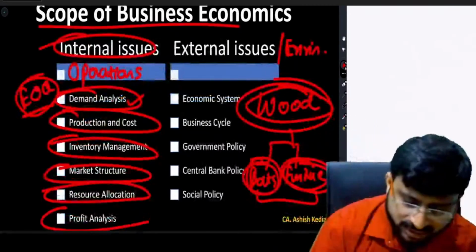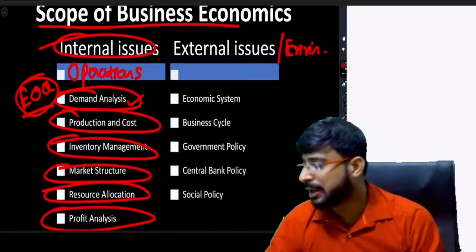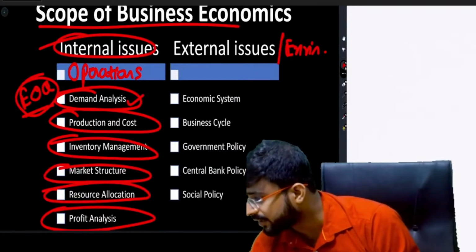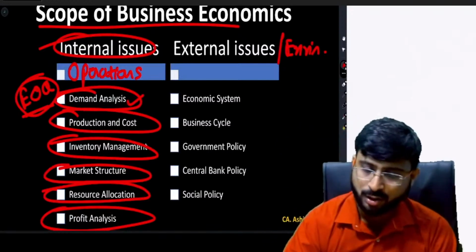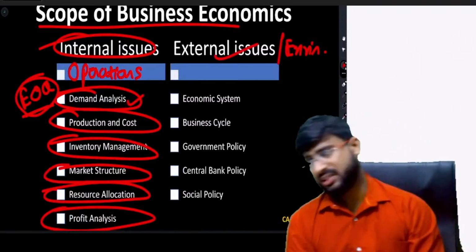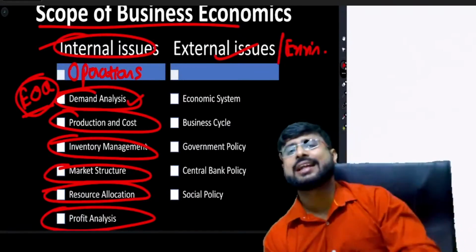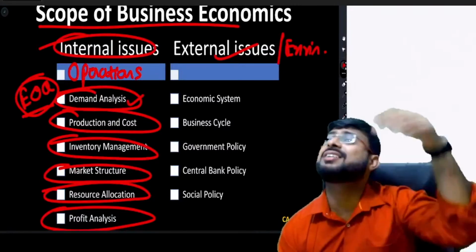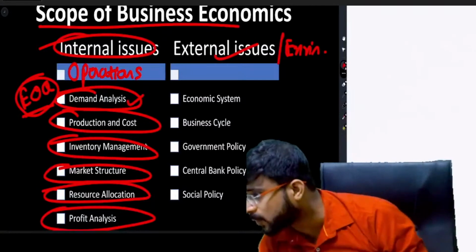And finally, business organizations are able to analyze their profit margins once they know the entire thing. Right, sir? It's correct. Next, external issues. See, every business organization does not have to fight only internally. No battle is fought only inside the business, it is also fought outside. So business economics can help to fight those battles also.